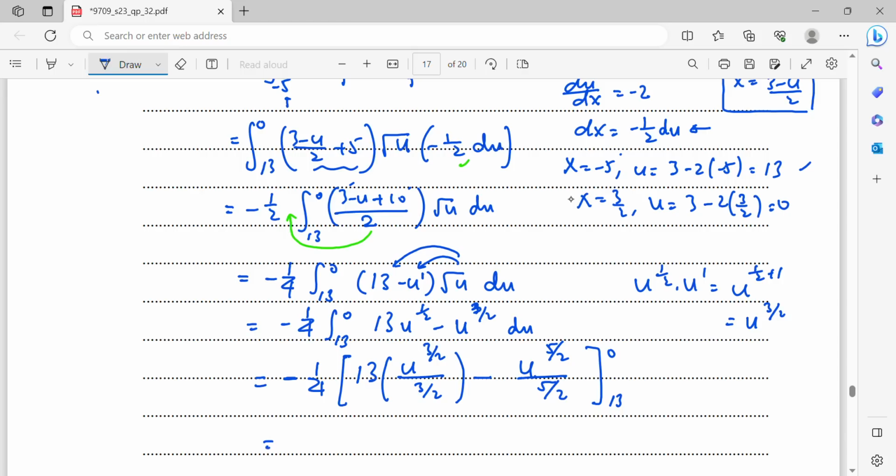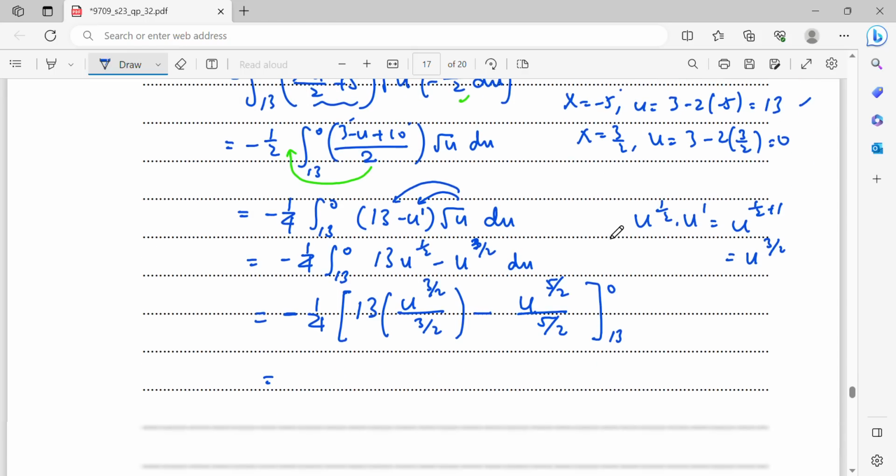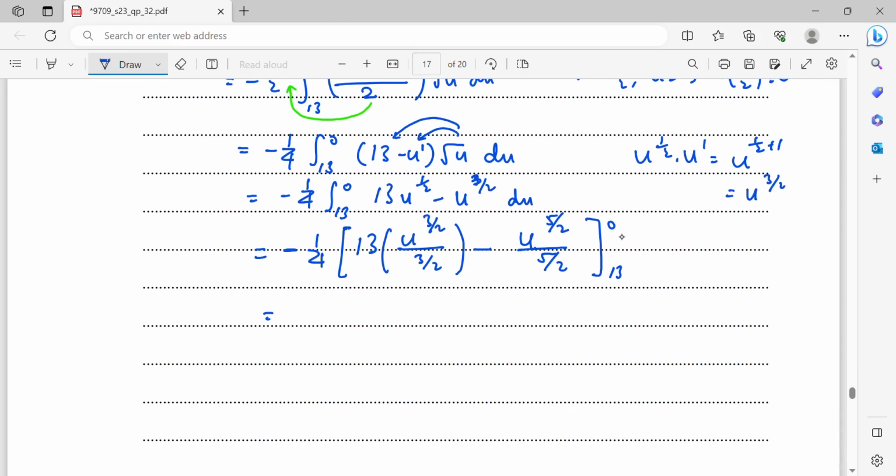Now from here, you can further simplify. So 13 divided by 3 over 2 is basically 26 over 3. So I will get negative 1 over 4, then 26 over 3, u to the power 3 over 2, and then u to the power 5 over 2 divided by 5 over 2 is basically 2 over 5.